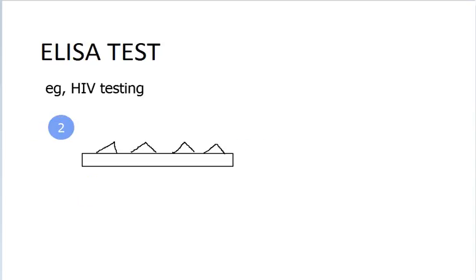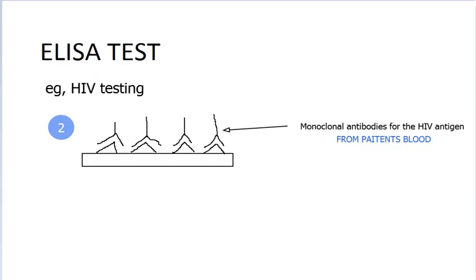Okay, so then we move on to stage 2, and the patient's blood has been added, so if HIV is present, or they are HIV positive, then they will have monoclonal antibodies that are complementary to the HIV antigen. These antibodies will bind to the antigens. The plate then has to be washed, and this is to remove any unattached antibodies.